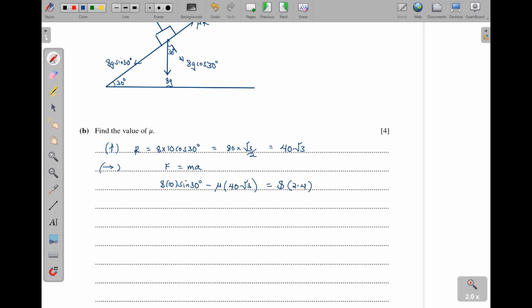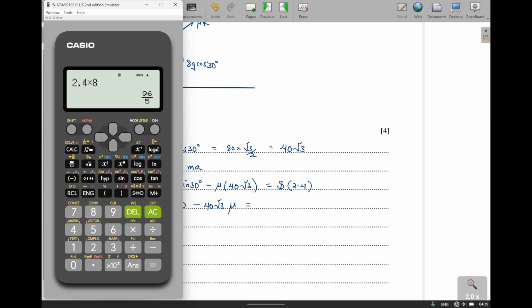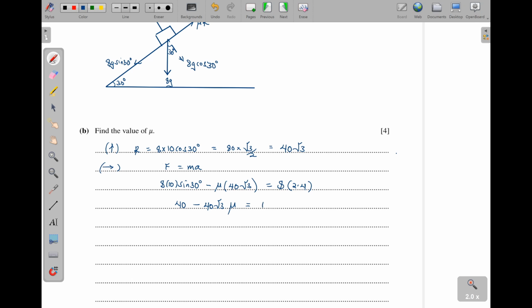2.4 meters per second squared. And then we know that sine of 30 is a half. So 8 divided by 2 will be 40 here. Then minus 40 root 3 mu. Then 2.4 times 8, we get 19.2. So I can say 40, bring this on this side, and then we get minus 19.2, which is equivalent to 40 root 3 mu.